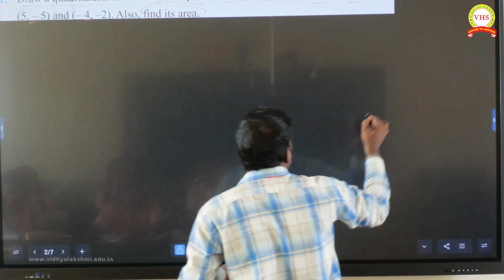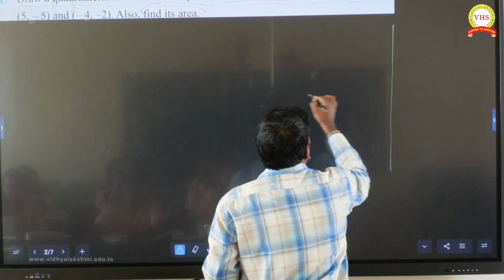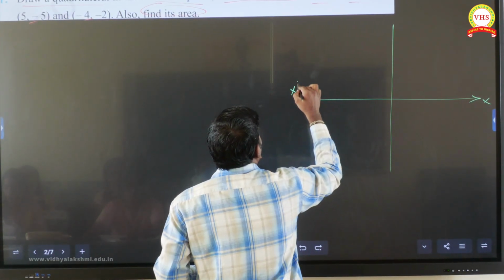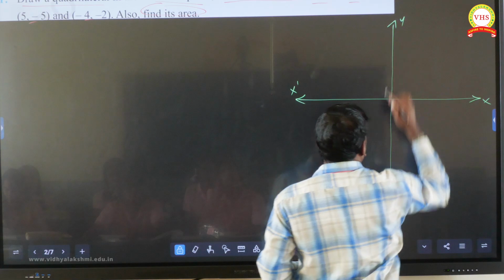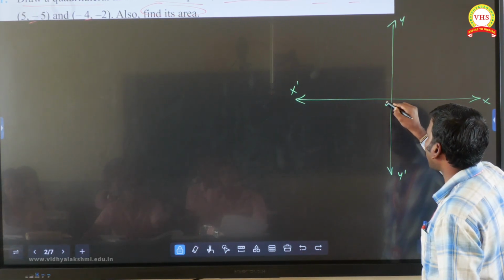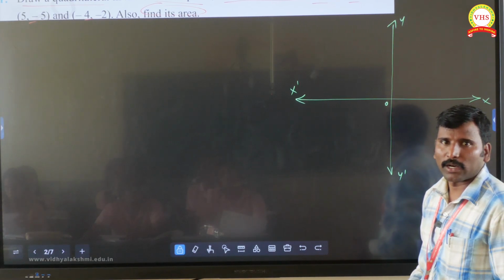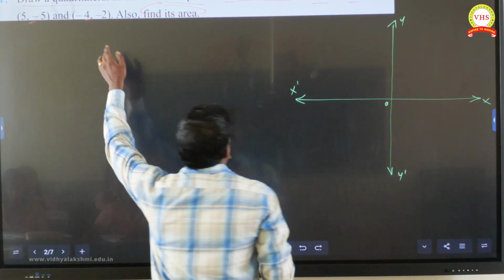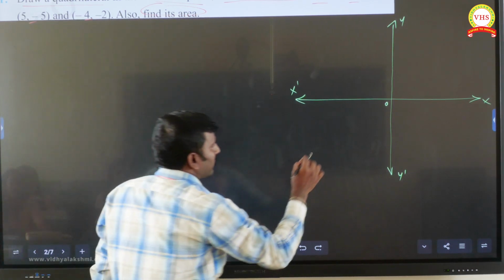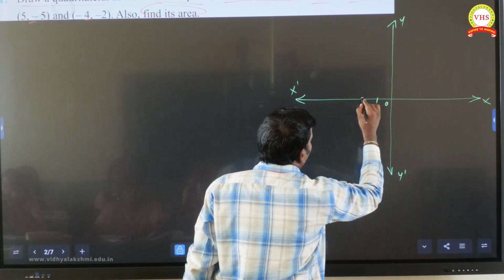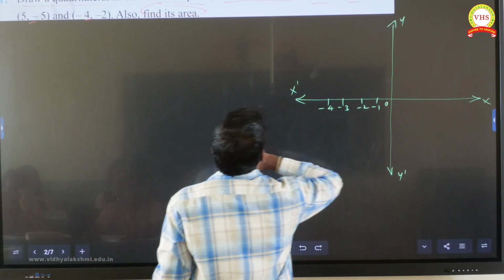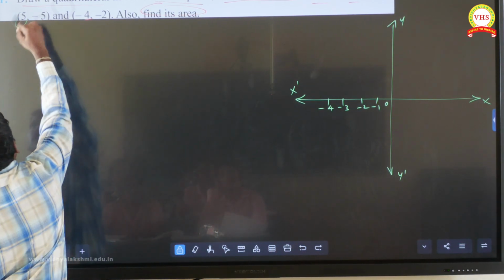What is the Cartesian plane? It is a two-dimensional figure. So this is my x-axis and y-axis. The intersecting point I'm giving as the origin. For the x value, the lowest we have is -4 on the minus side, so -1, -2, -3, -4. On the positive side we have values till 5.